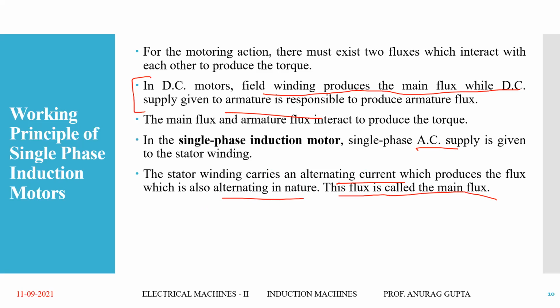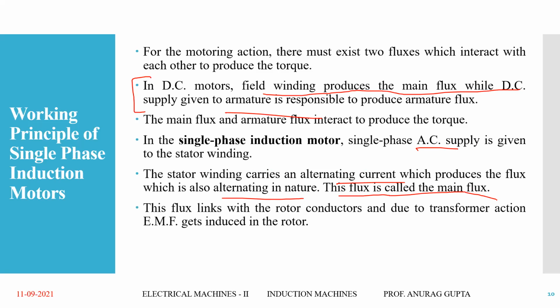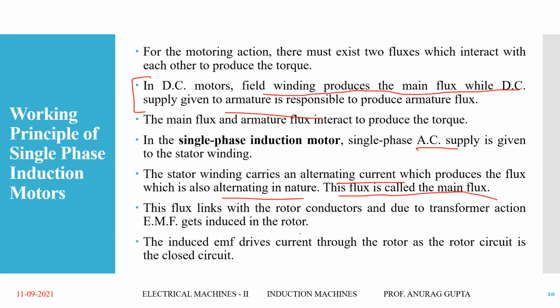This flux is called the main flux. Now this is the working principle of the induction motor. Please keep in mind. Now this flux links with the rotor conductors, and due to transformer action, EMF gets induced in the rotor. Now the induced EMF drives current through the rotor. Are you getting my point? What I'm doing here? First of all, I'm providing AC supply to the stator winding. Now the stator winding produces some alternating flux, and that flux is linking with the rotor conductors.